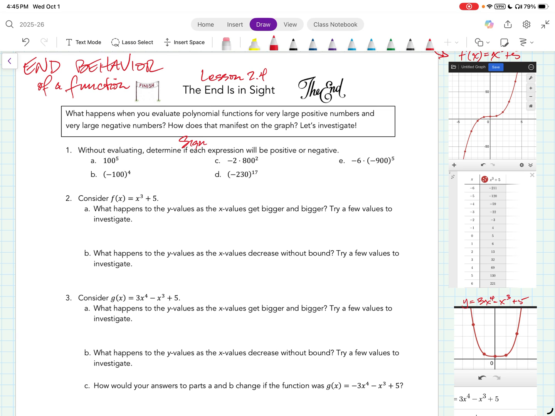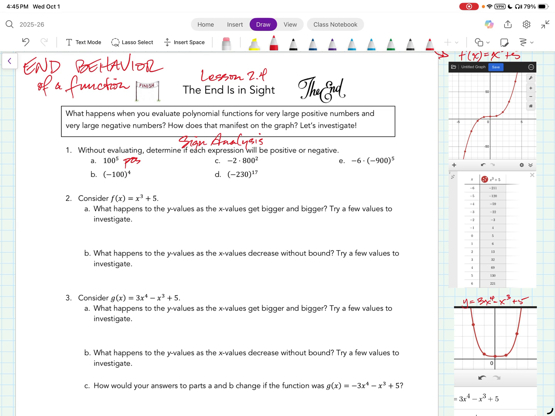Let's get right into it and figure out, are they positive? Are they negative? So 100 to the fifth power. Well, 100 to the fifth power is a positive raised to the fifth, and if you multiply 100 times 100 five times, you're going to get a positive value. Pretty straightforward. Now, if you take a negative number and raise it to the fourth power, you're going to be multiplying four negatives.